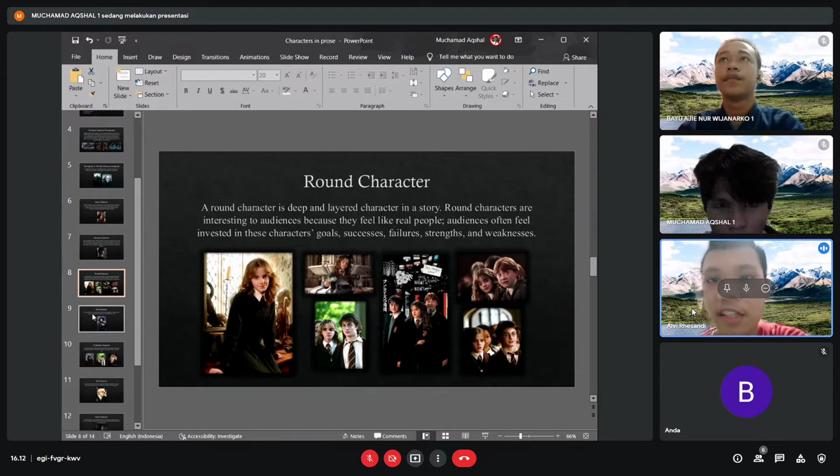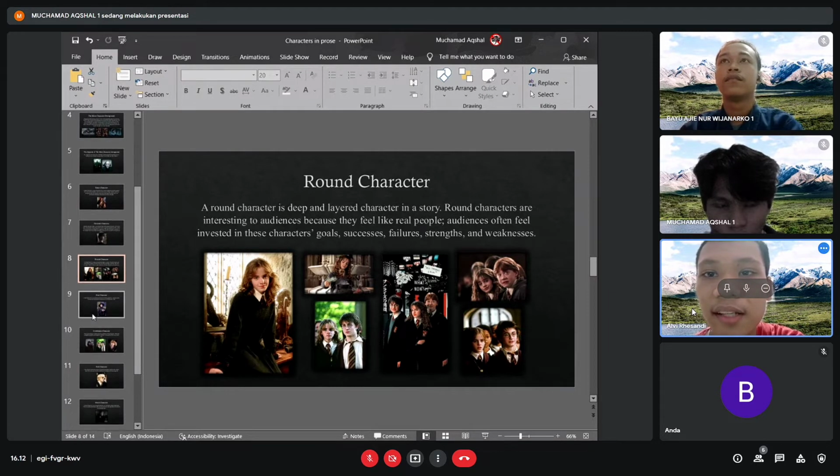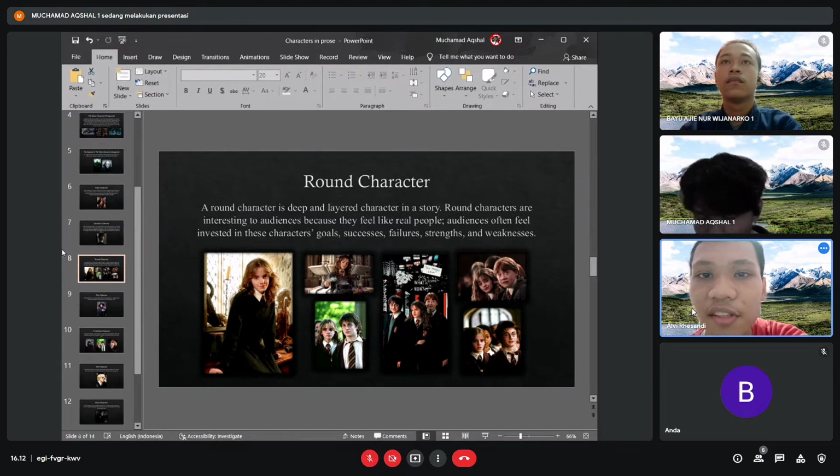And the next one is round character. A round character is a deep and layered character in a story. Round characters are interesting to audience because they feel like real people. Audience often feel invested in these characters' goals, success, failures, strengths, and weakness.